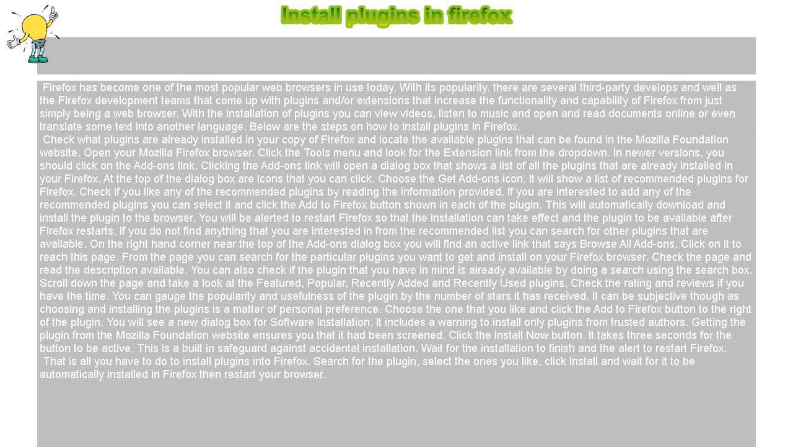On the right-hand corner near the top of the Add-ons dialog box you will find an active link that says Browse all add-ons. Click on it to reach this page. From the page you can search for the particular plugins you want to get and install on your Firefox browser. Check the page and read the description available. You can also check if the plugin that you have in mind is already available by doing a search using the search box.